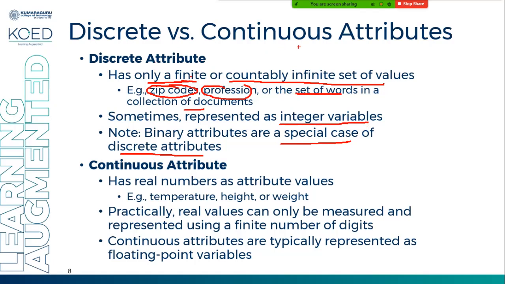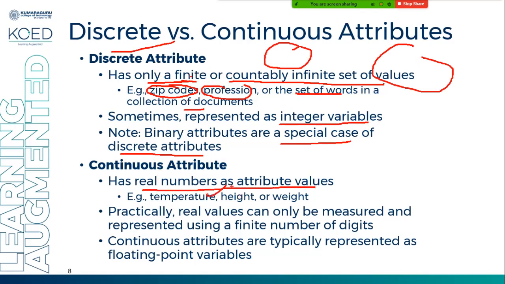For example, a set of zip codes, or the number of roll numbers in a class, are countable. So these are all known as discrete attributes. Discrete attribute values are generally integer values, represented by integer variables. Continuous attributes have real numbers as attribute values.